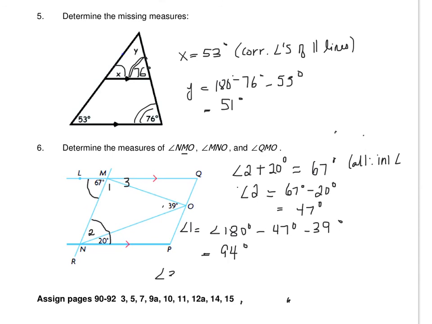Angle 3 and angle 1 and 67 have to add up to 180 because they form a straight line right here. So that means angle 3 is 180 minus the 67 minus the angle 1, which was 94, so minus 94, which is 19 degrees. So angle 3 would have to be 19 degrees.